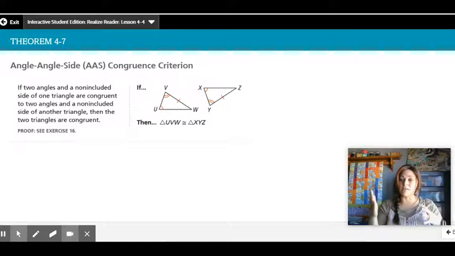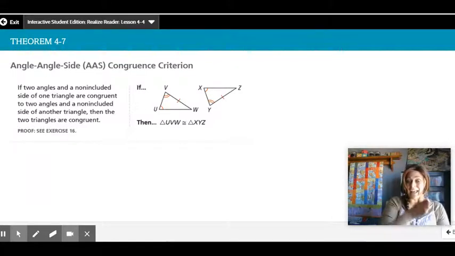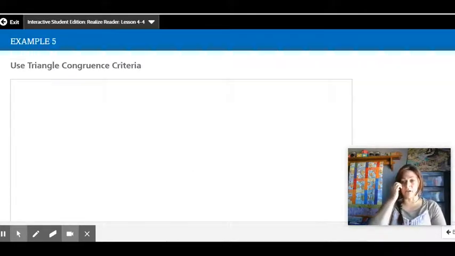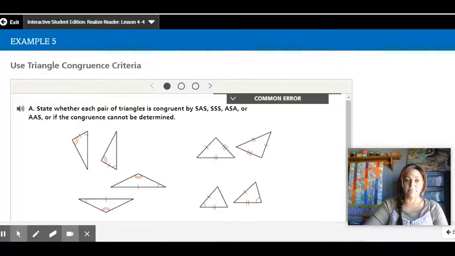So some teachers, some textbooks might call it SAA. That's fine, as long as there's 2 angles together, and then the side is after, or the side comes first, and then there's 2 angles together. So you can write this rule either way, AAS or SAA. But that proves that 2 triangles are indeed congruent to each other.